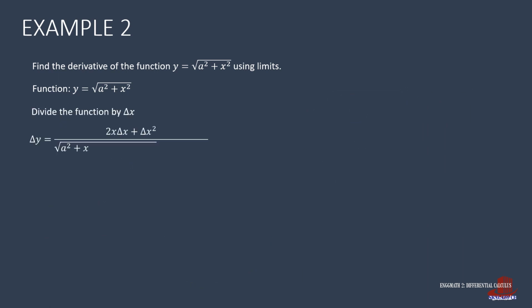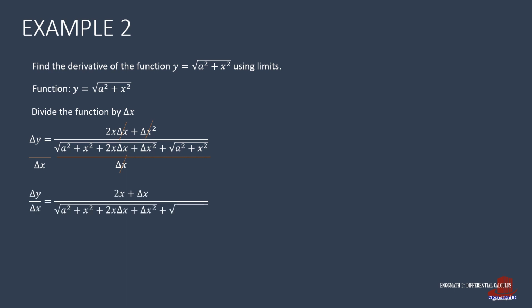Next is to divide the function by delta x. And note that the delta x's from the numerator cancel out with the new denominator, making the function delta y over delta x as equal to 2x plus delta x over the root of a squared plus x squared plus 2x delta x plus the square of delta x plus the root of a squared plus x squared.